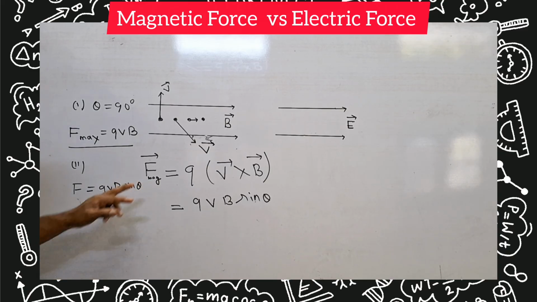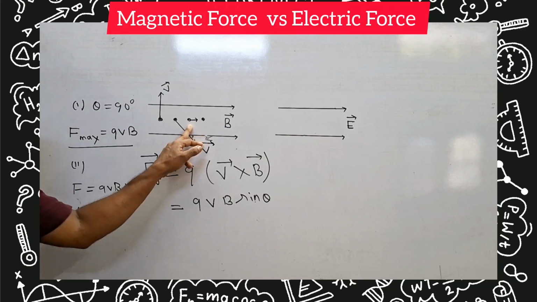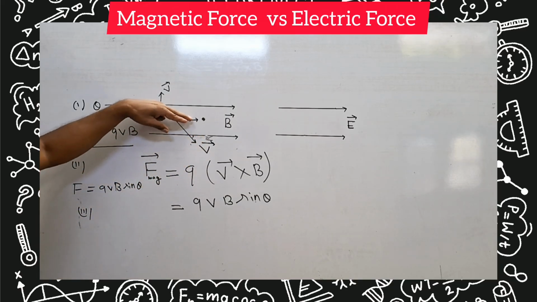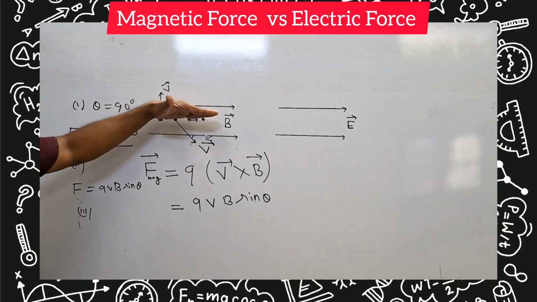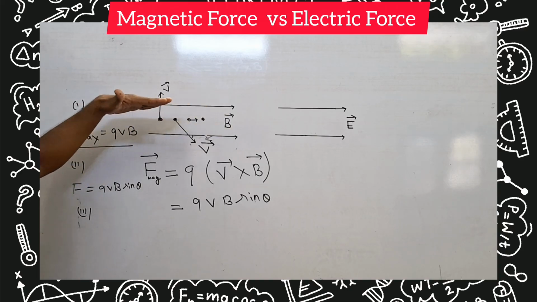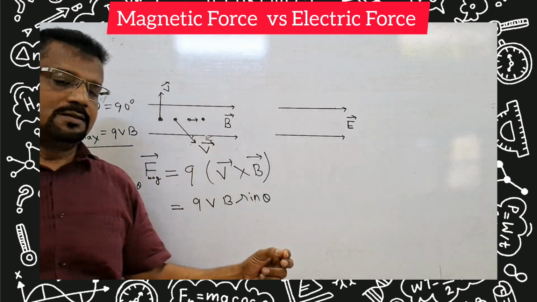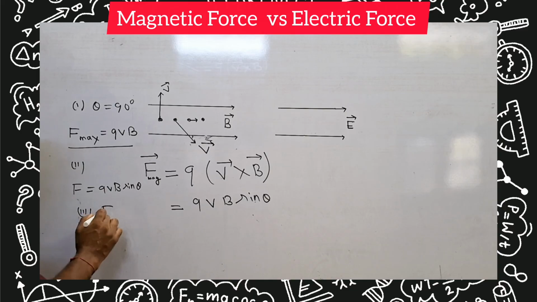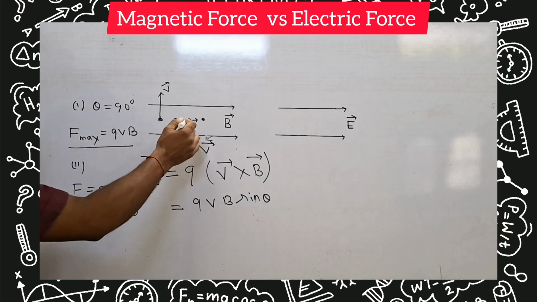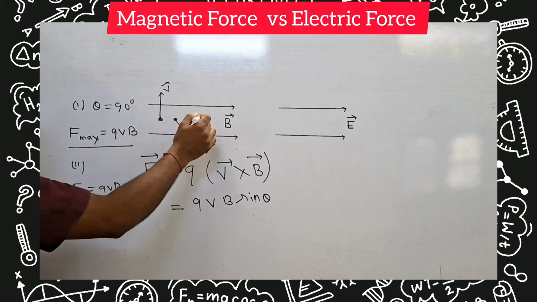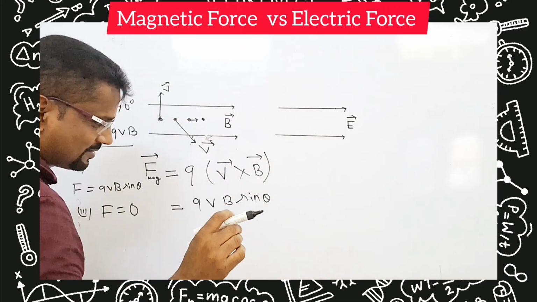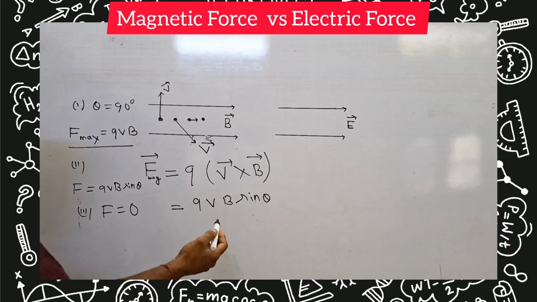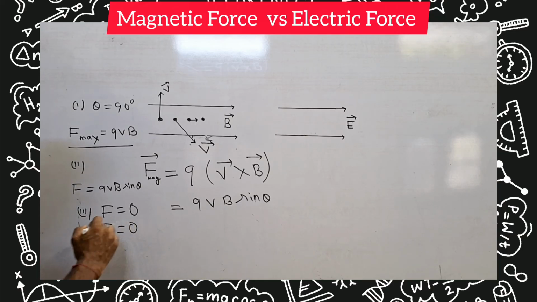Third case, let us consider the third charge or proton. See, in this case, the direction of velocity and magnetic field are in the same direction. So it means theta equals 0. So in that case, sine theta 0 means the force will be 0. Magnetic force will be 0 on this charge. As this charge is at rest, that means speed is 0. So in that case also, F equals 0. This is the minimum force experienced by a charged particle.